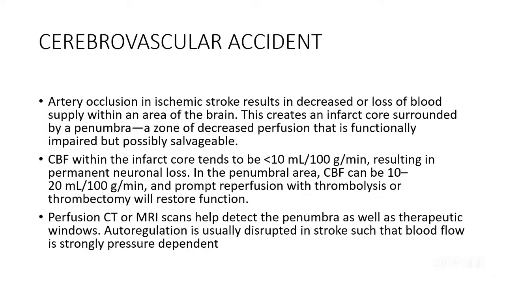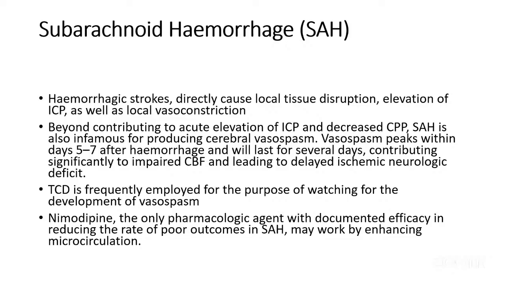Perfusion CT or MRI scan helps detect penumbra as well as the therapeutic window. Autoregulation is usually disturbed in stroke such that blood flow is strongly pressure dependent. We have already discussed. In case of subarachnoid hemorrhage, it causes direct local tissue disruption and elevation of the ICP, as well as local vasoconstriction.